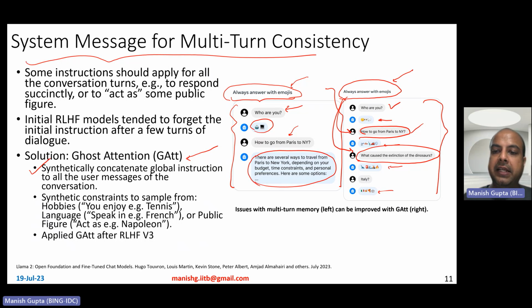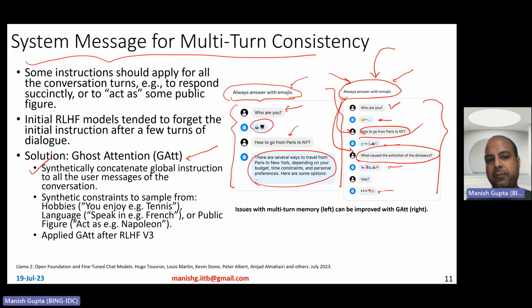Okay, and that basically helped them get improved consistency, improved multi-turn consistency. Now, what are the synthetic constraints, or basically these global messages that can be put up?